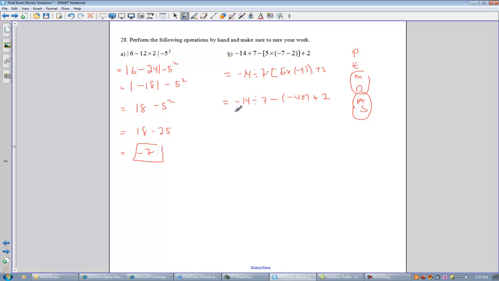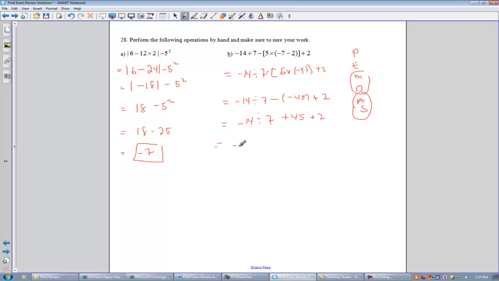There are a couple things I can do here if you want. I could start here and do this negative negative, I guess. Kind of keep working with the parentheses in a way. So negative negative is a positive 45 plus 2. All right, so now I'm done with the parentheses. And so what can I do now? Well, I look through my order of operations. I have addition, addition, and division. And I do division first.